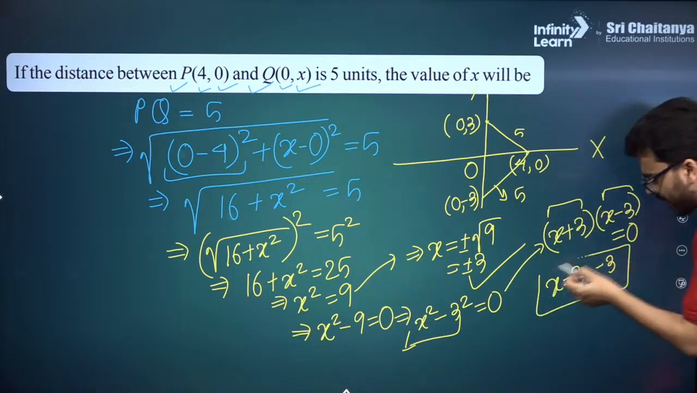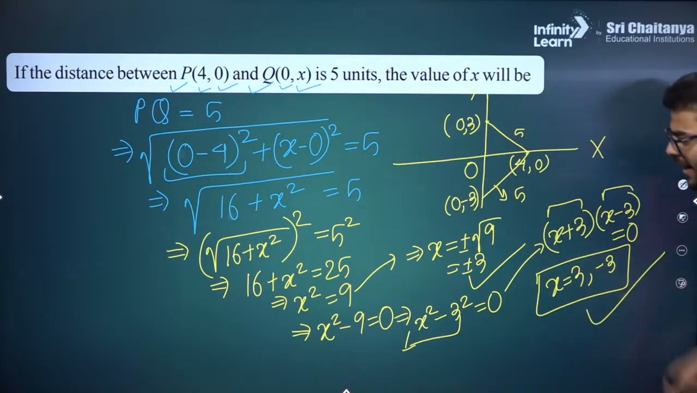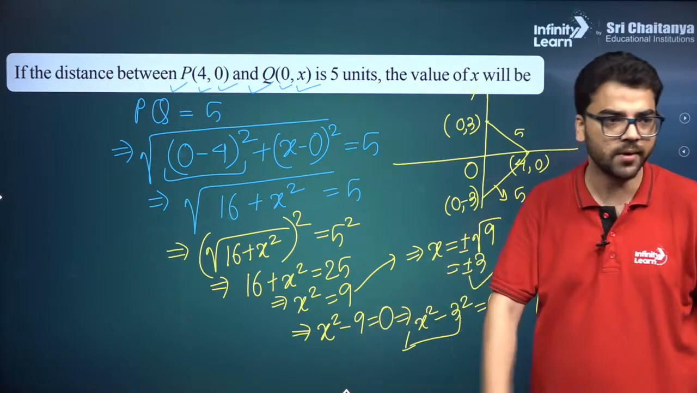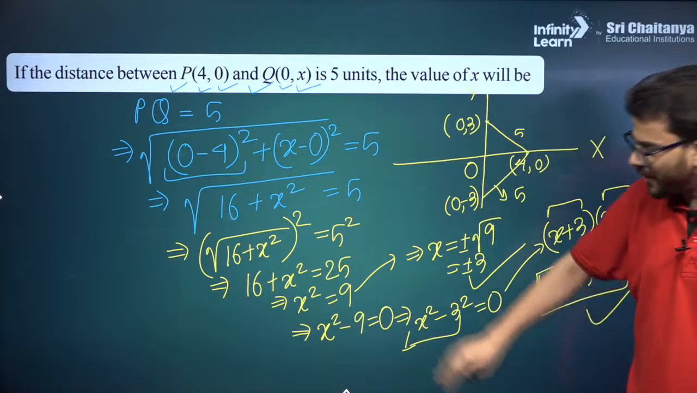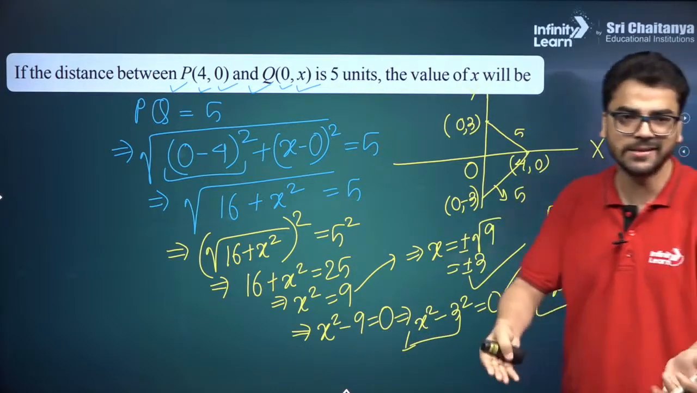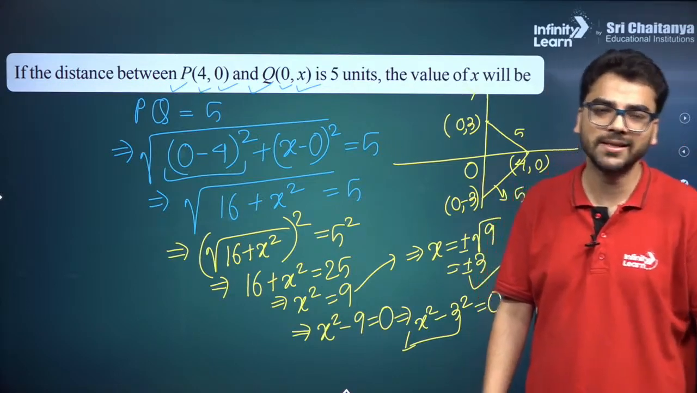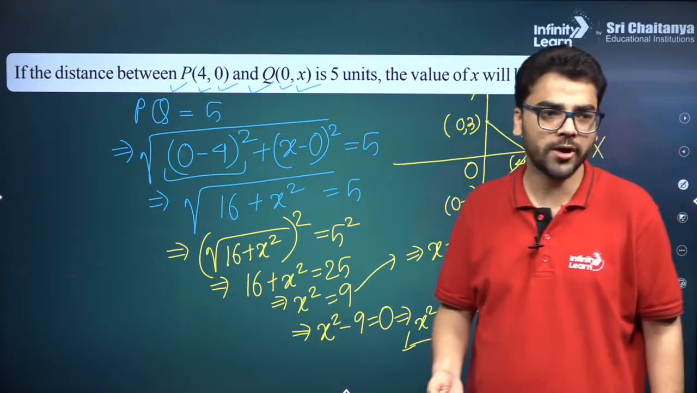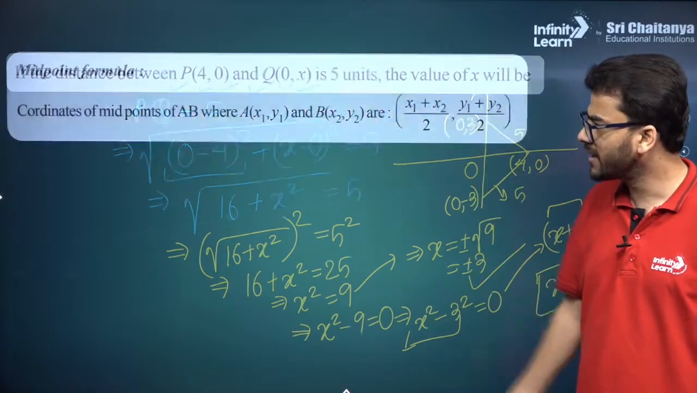So can I not say that x is equal to 3 and x is equal to minus 3? They both are solutions of this equation. Is it clear? So mathematically it is also clear and practically also it is clear. It makes sense. I hope it is clear to every student in this session. Okay, so let's move on to the next thing over here, guys.